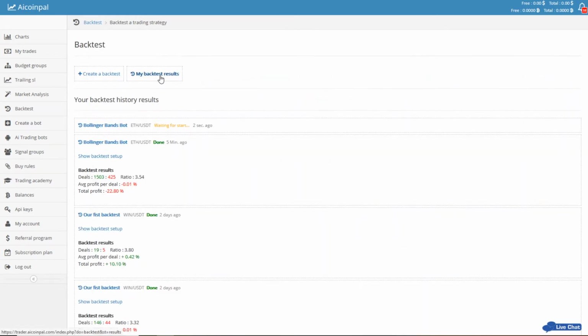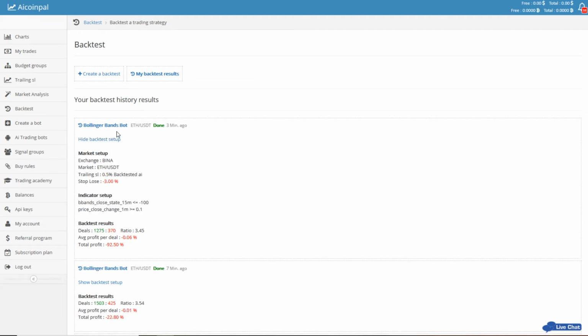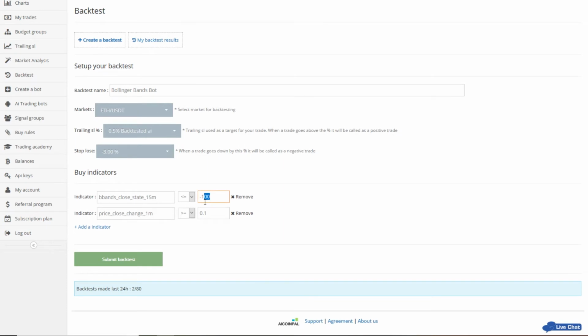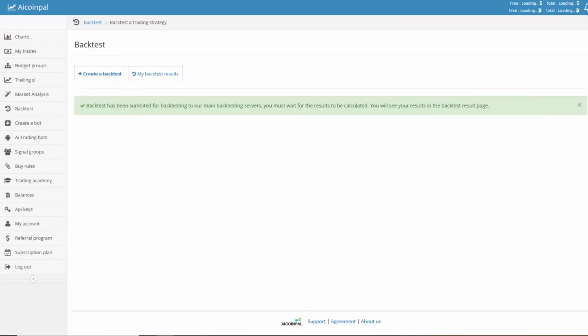So let's see our backtest. Okay, it's done. And actually, buying at the green candle, our backtest showed weaker results than previously. But I have a couple of ideas. Let's lower down to minus 120, the green candle a little bit higher, plus 0.30, and let's write ADX close state, let's say 5 minutes, to be greater than 20. And let's submit our backtest again.